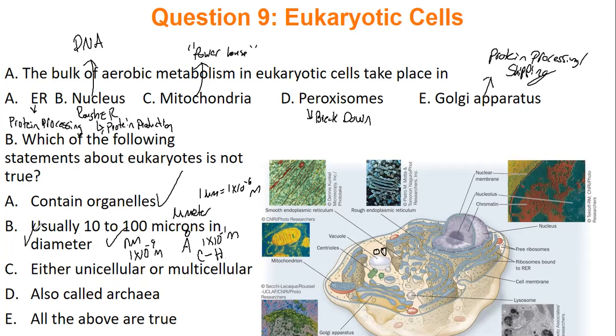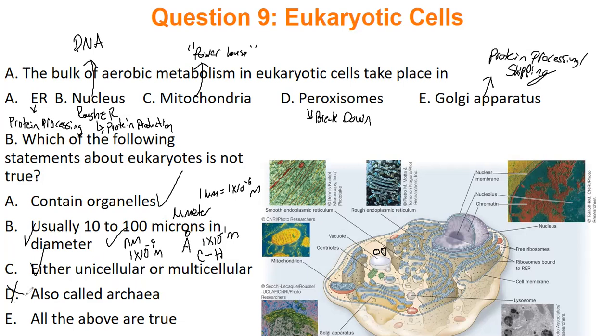Either unicellular or multicellular. So unicellular could be yeast or amoebas. Multicellular are us. So that's true. Archaea, that's the false one. So there are 3 kingdoms, or yeah, I think I have my organization right. 3 kingdoms. You have your prokaryota, your eukaryota, and your archaea. So archaea are a completely different system of life than the eukaryota.